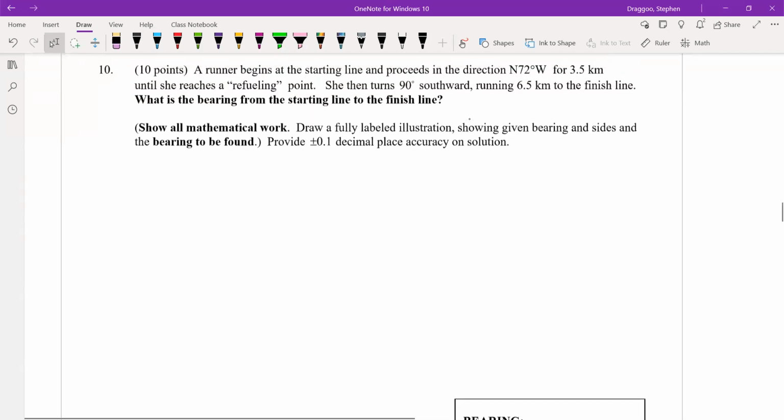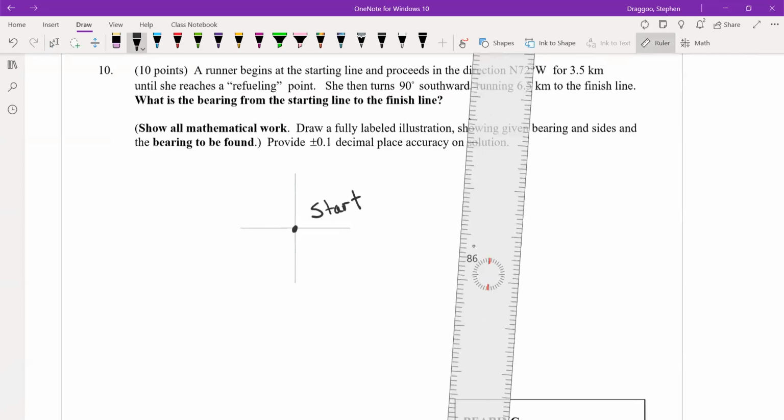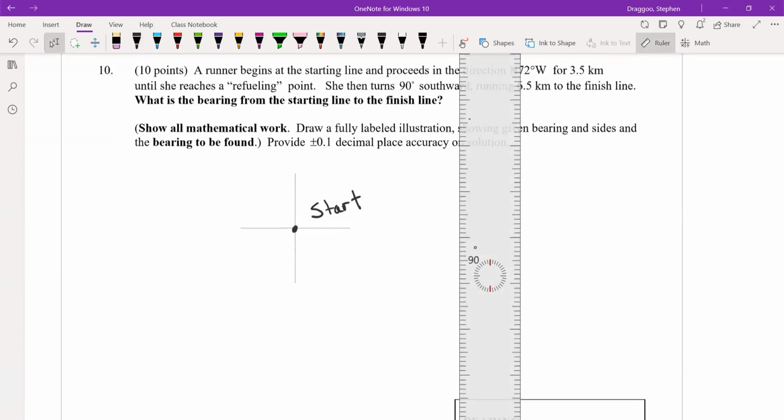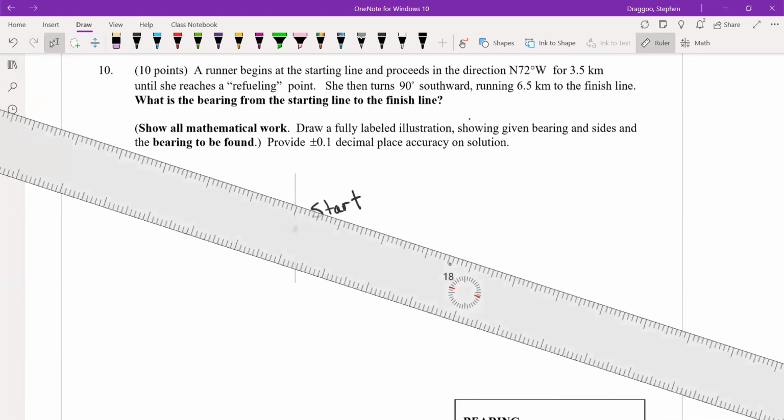Okay, so with all that said, let's construct whatever's going on here. So first things first, I need a starting line. So I'm going to put the start right here. And I'm going to put the compass rose there because I know I'm going to need those coordinate axes to figure out what my angle ought to be. So she is going to start by running this race in a direction that is 72 degrees west of north. So if I start at north, rotate 72 degrees to the west, that'll be this angle right here.